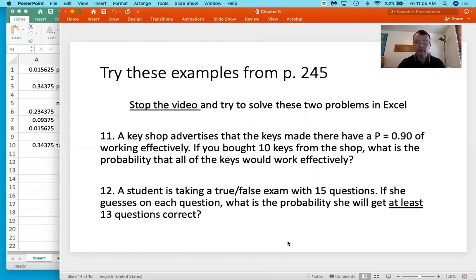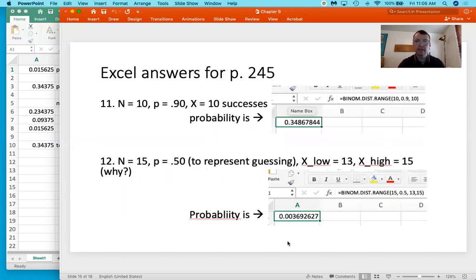Okay, so hopefully you paused and tried this. If not, you can go back and try it again. So for the first problem, we're always interested in, well, what's n, the number of trials? So this is the number of keys that you make at the key store. Each key has a probability of working of 90%, 0.9. There's only a 10% chance that you get it home and it doesn't work in your lock.